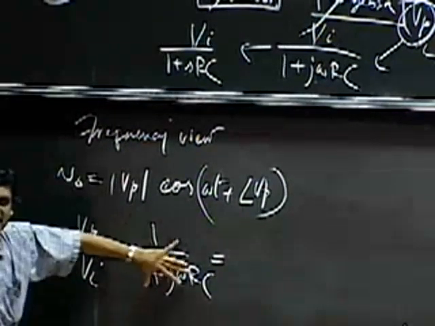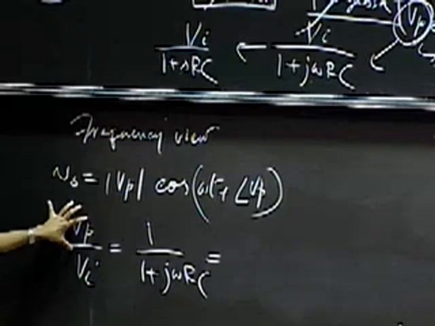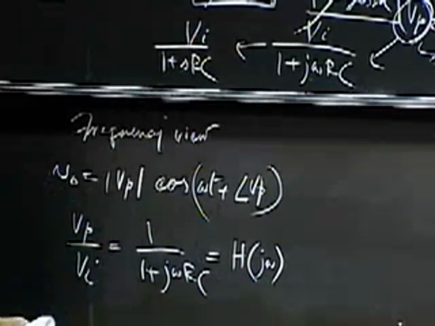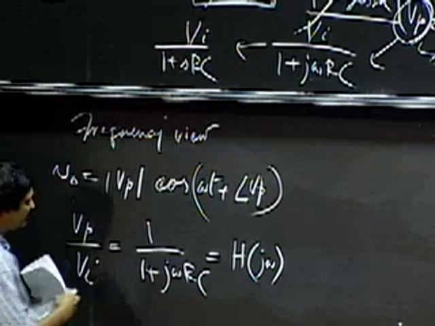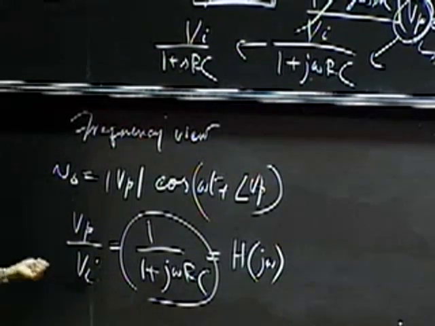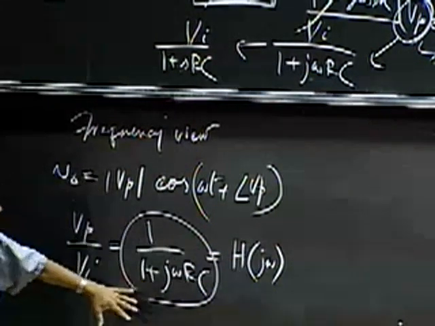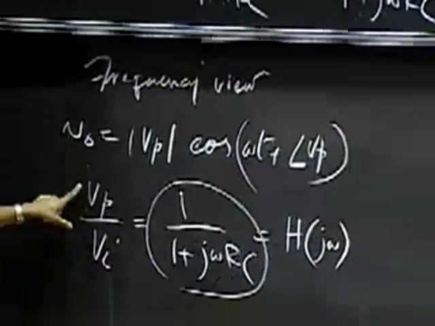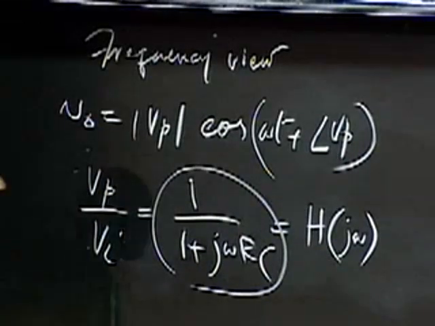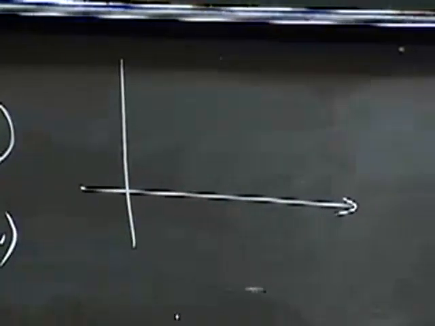So this is a complex number, and it is simply a number that when multiplied with Vi gives me the output. This is also called a transfer function and represented as h of j omega. It's much like the gain of my amplifier, which when multiplied by the input gave me the output. This is a complex multiplier, which when multiplied by Vi gives me Vp, and as such we call it a transfer function h of j omega. And we can plot this function. Notice that this is a function of omega.